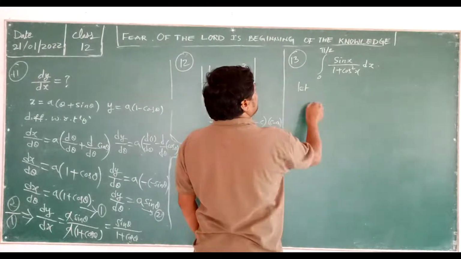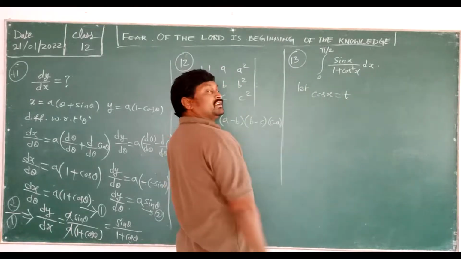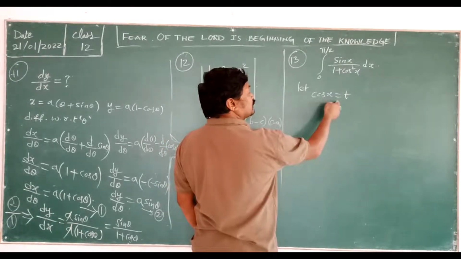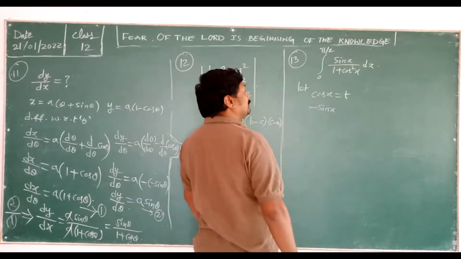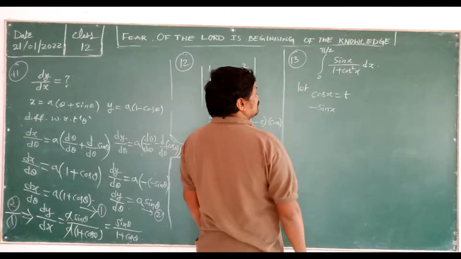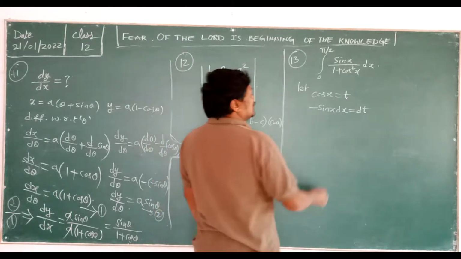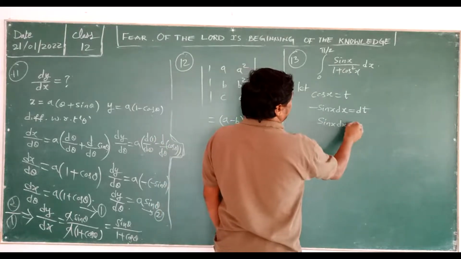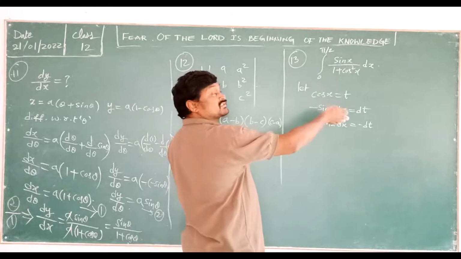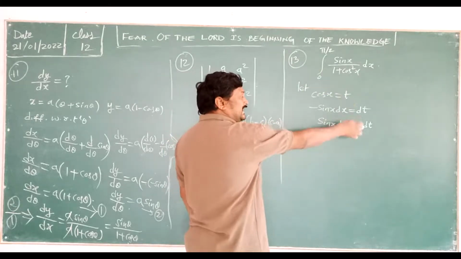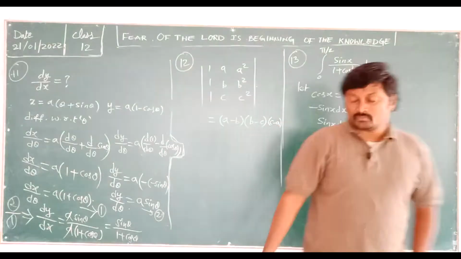First, let cos x is equal to t. Then differentiate with respect to x. What are you going to get? d by dx of cos x is nothing but minus sin x. So minus sin x dx is equal to dt, and sin x dx is nothing but minus dt. Just substitute here, and before substituting, if you are writing dt, the limits also need to change into the t form.